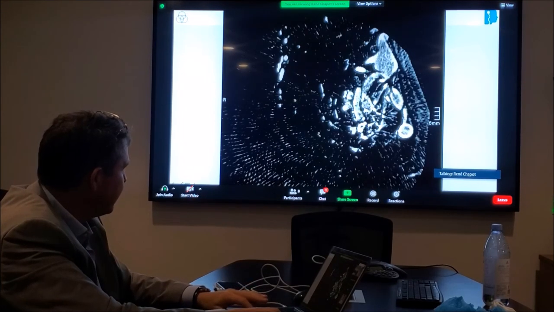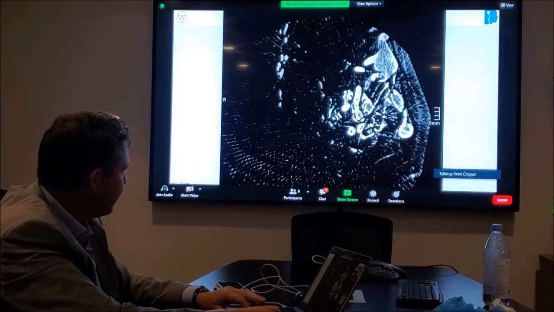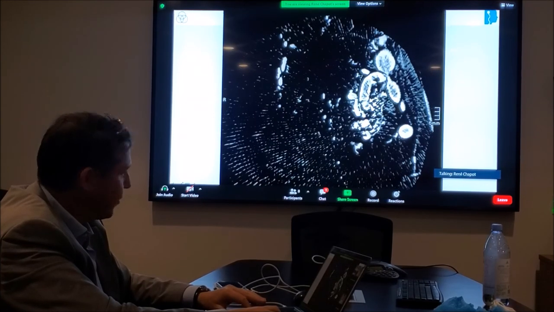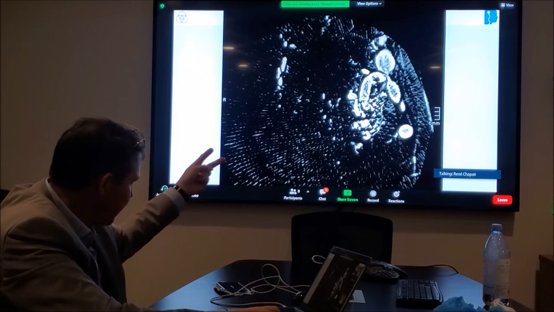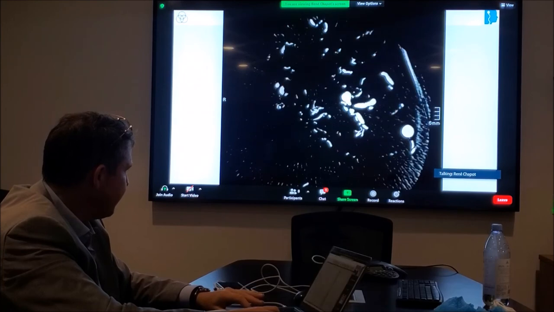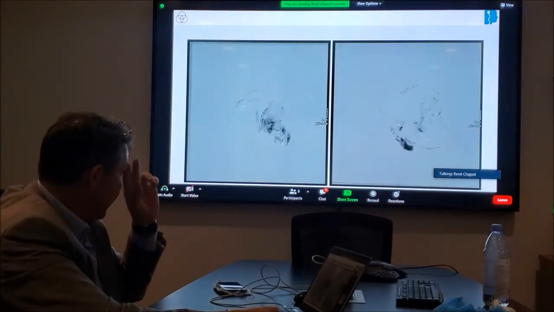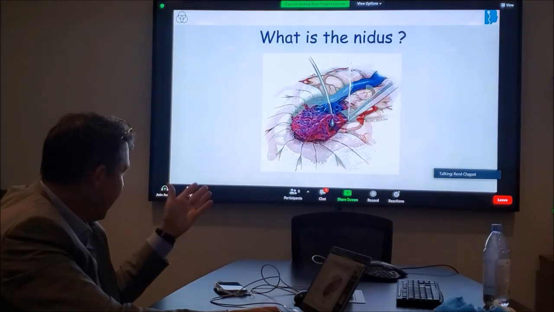You can see here is one vein. Here is a second vein. And once you see it, you can catheterize both, control them, and from the veins finish the AVM. So I'm going to go out of it and here show the end.